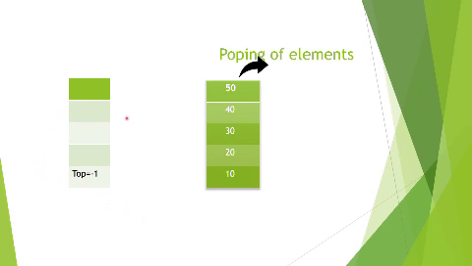If we see here, the top is -1, which means the stack is empty. If we see here, the top is 5, which tells us the stack is full.